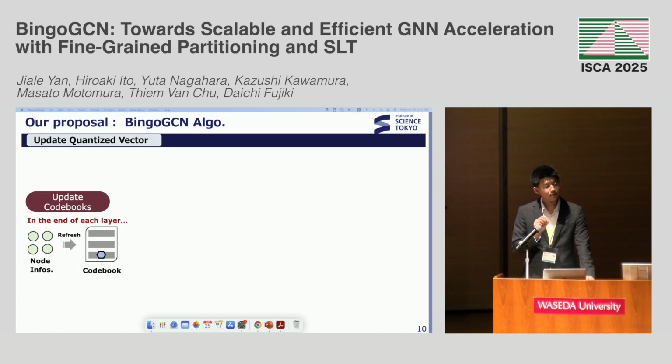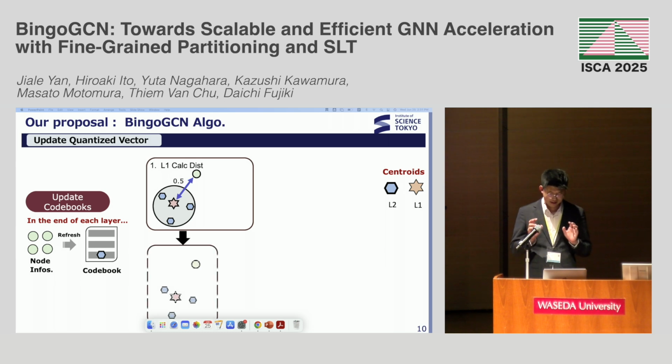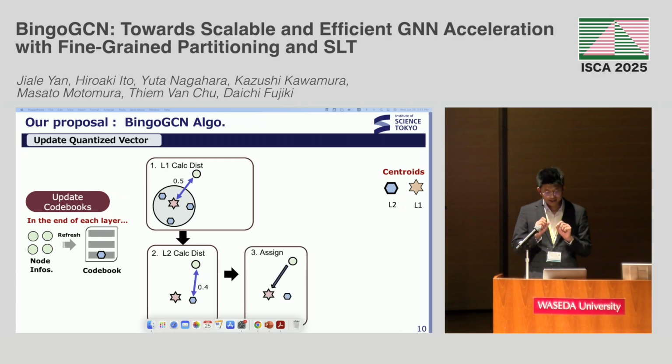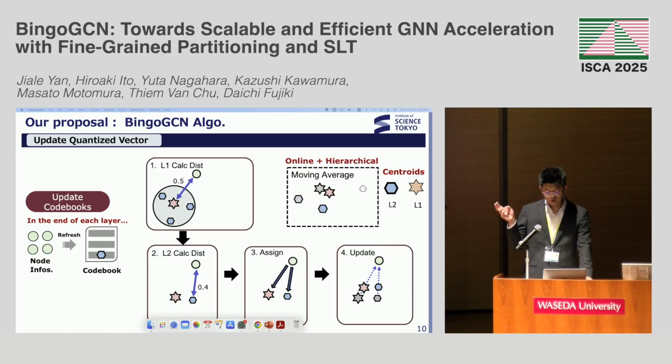At the end of each GNN layer, node features are updated and need to be reflected in the quantization codebook. We propose an online and hierarchical update scheme. As shown here, each node first compares against the level 1 centroids to select a cluster. Then, it searches within the selected L2 centroids to find the closest one. Once assigned, it updates both L1 and L2 centroids in a moving average manner. And this short animation shows how two nodes come in and update both L1 and L2 centroids.